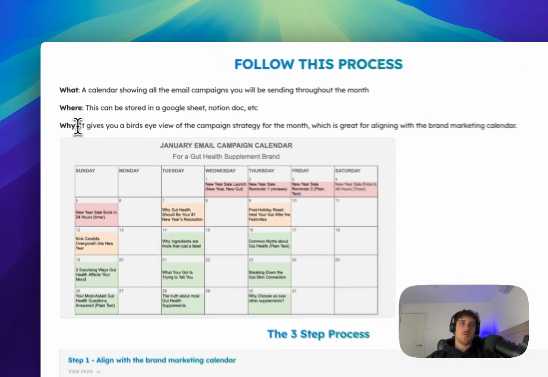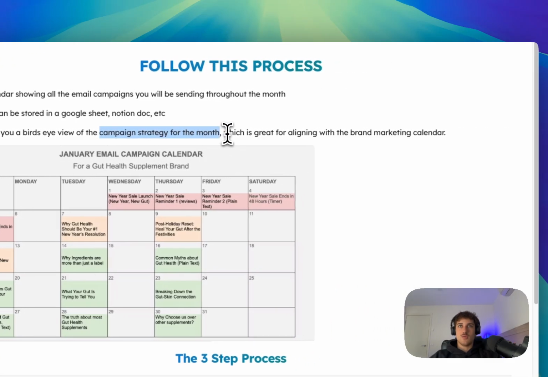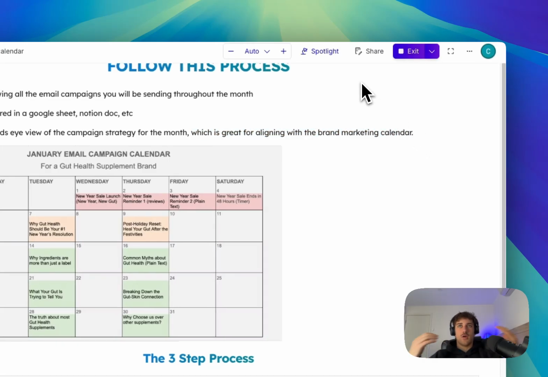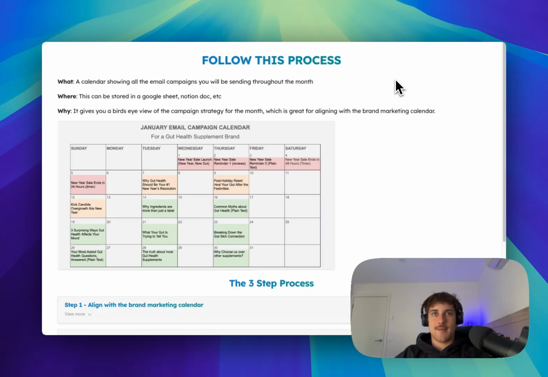And why do we do it? Well, it's important because it gives you a bird's eye view of the campaign strategy for the month, which is great for aligning with your brand marketing calendar. It allows you to plan ahead and see, okay, how many evergreen campaigns am I sending? What are the sale dates for this month if you're running one? And are there any other sort of content that we need to include?